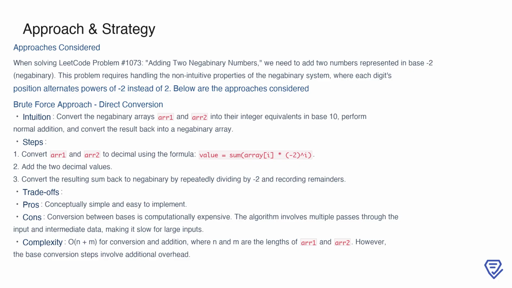While this method is conceptually simple and easy to implement, it has some drawbacks. The multiple conversions between bases introduce computational overhead, especially for larger inputs, as the process requires iterating over the arrays multiple times. Although the time complexity is linear with respect to the input size, the additional steps involved in base conversion make this approach less efficient overall.